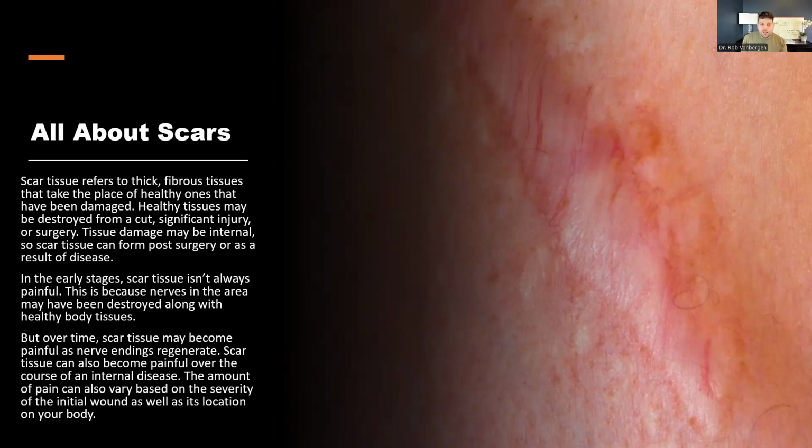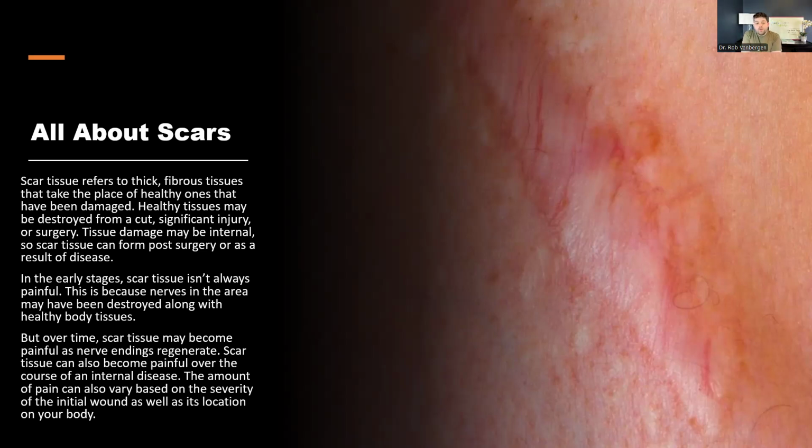Now, tissue damage is likely going to be internal in many cases. We see a lot less of it on the surface of our bodies, and it can form post-surgery. It can even form as the result of disease. If you have a condition like Crohn's disease or ulcerative colitis, you will develop scar tissue in your gut as well. Now, in the early stages, scar tissue isn't always painful. You don't normally notice pain or discomfort from scar tissue, because the nerves in the area may have been destroyed, along with the healthy body tissues from the injury. Over time, though, the scar tissue can become painful because the nerve endings will start to regenerate and repair within that tissue, and then the scar tissue puts pressure on the nerves.